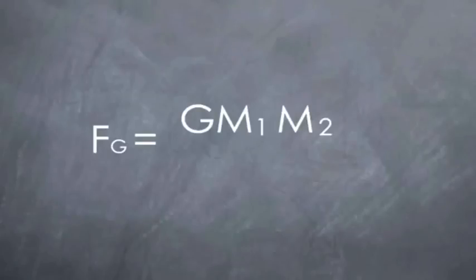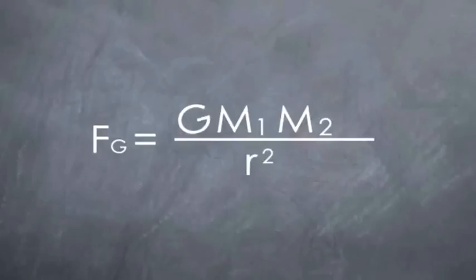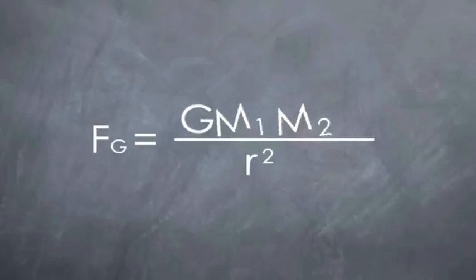And now we have Fg equals G times mass 1 times mass 2 over r squared. Here G equals 6.67 times 10 to the minus 11 newton meter squared per kilogram squared, the constant of universal gravitation.